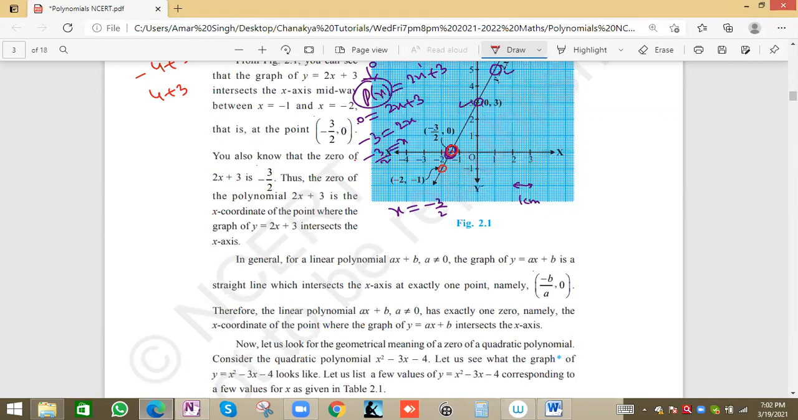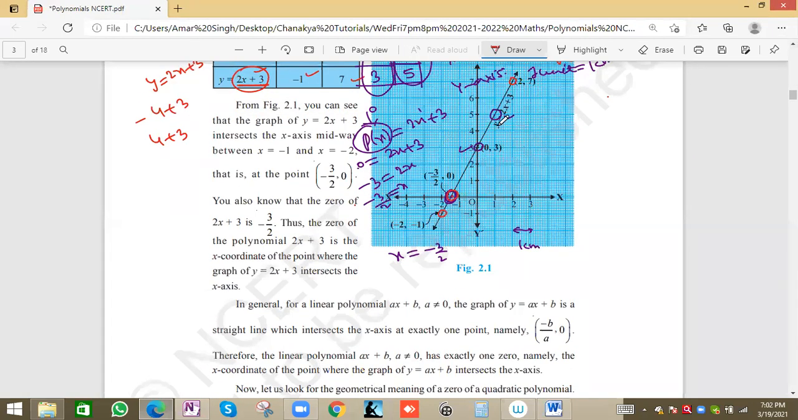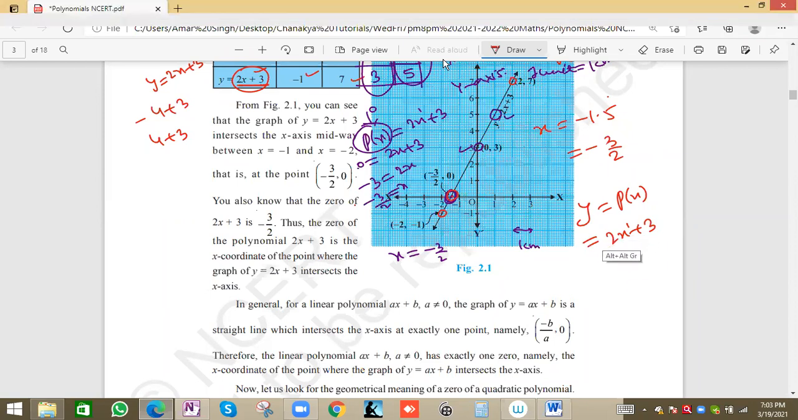In this case the polynomial is a linear polynomial because we have this straight line. So the zero will be at x equal to minus 1.5, or we can say minus 3 by 2, and the number of zeros will be 1 because at one point this straight line is cutting the x-axis. Second thing, suppose p(x) is equal to 2x plus 3. The power of x is 1, that means the degree is 1, the maximum power of x is 1. So only one solution will be there, or we can say one zero for this polynomial, or one root also we can say.